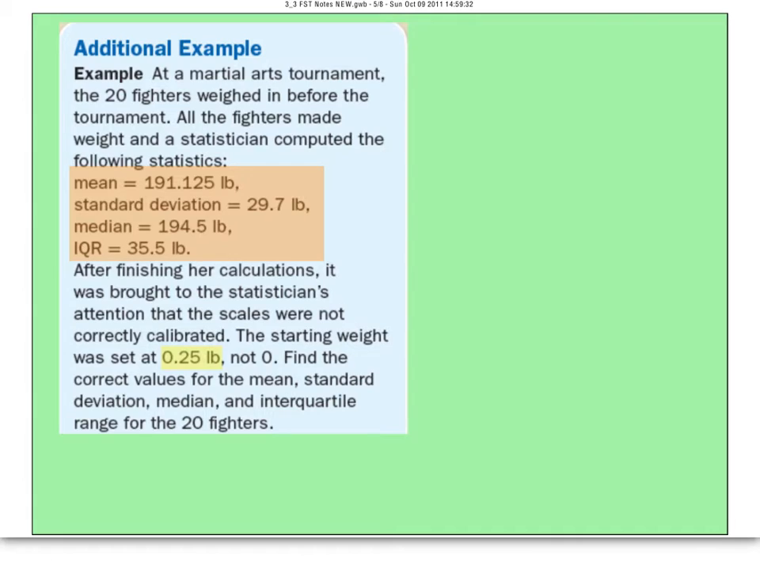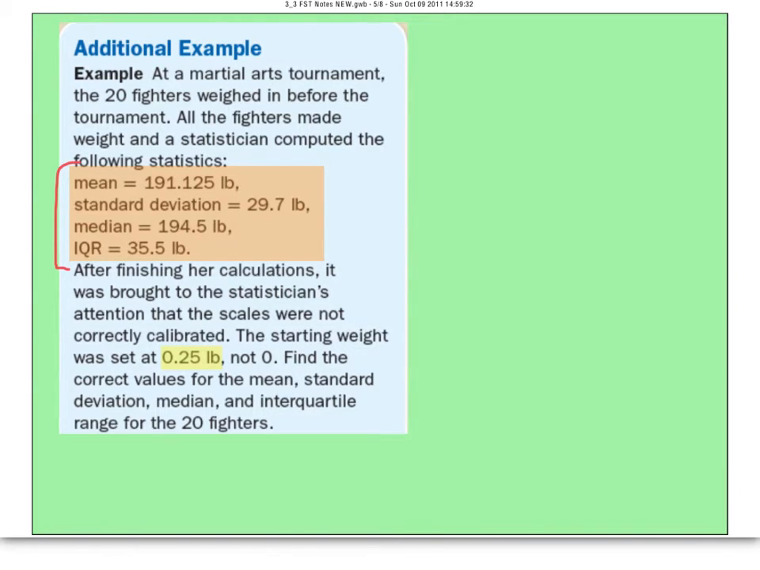All the fighters were weighed, and the statistics were computed as follows. I have it right here: mean, standard deviation, median, and IQR. After finishing our calculations, it was brought to the statistician's attention that the scales were not correctly calibrated. The starting weight was actually set at a quarter pound and not at 0. Find the correct values for these new statistics.